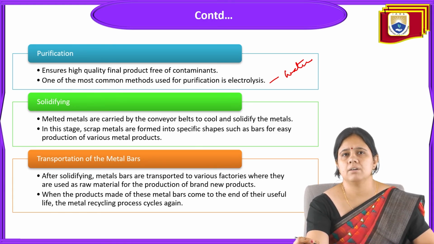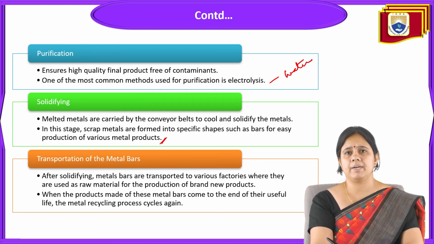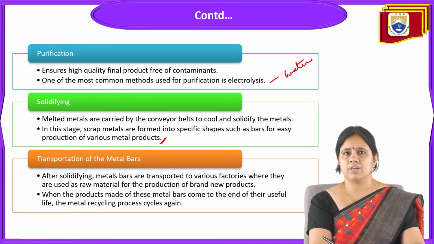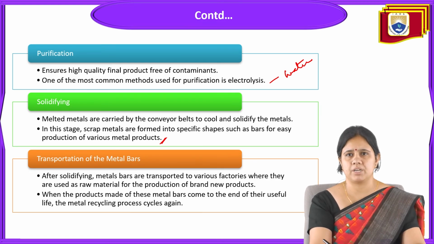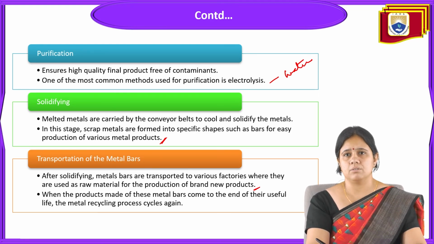Next is the solidifying stage. Melted metals are carried by conveyor belts to cool and solidify. In this stage, scrap metals are formed into specific shapes such as bars for easy production of various metal products. Then comes transportation of the metal bars. After solidifying, metal bars are transported to various factories where they are used as raw material for the production of brand new products.